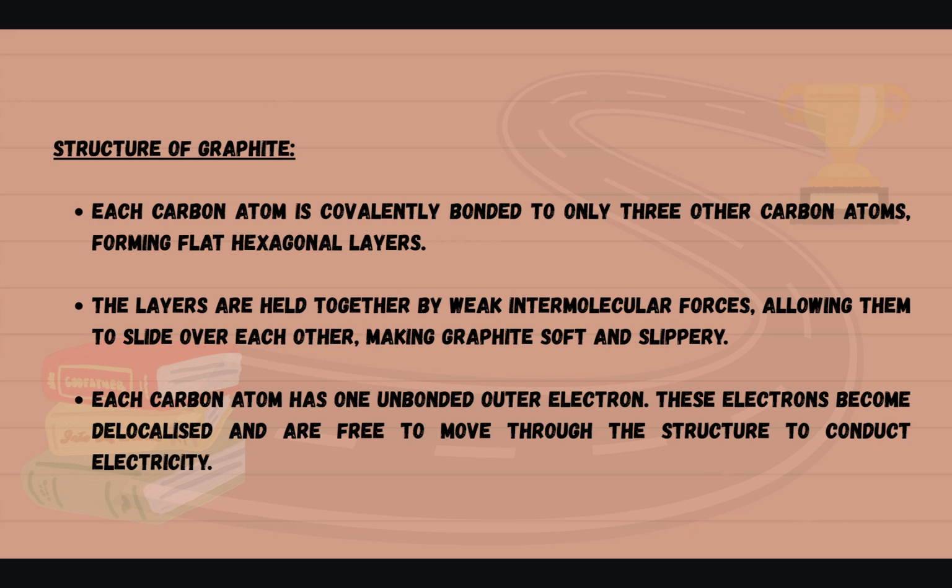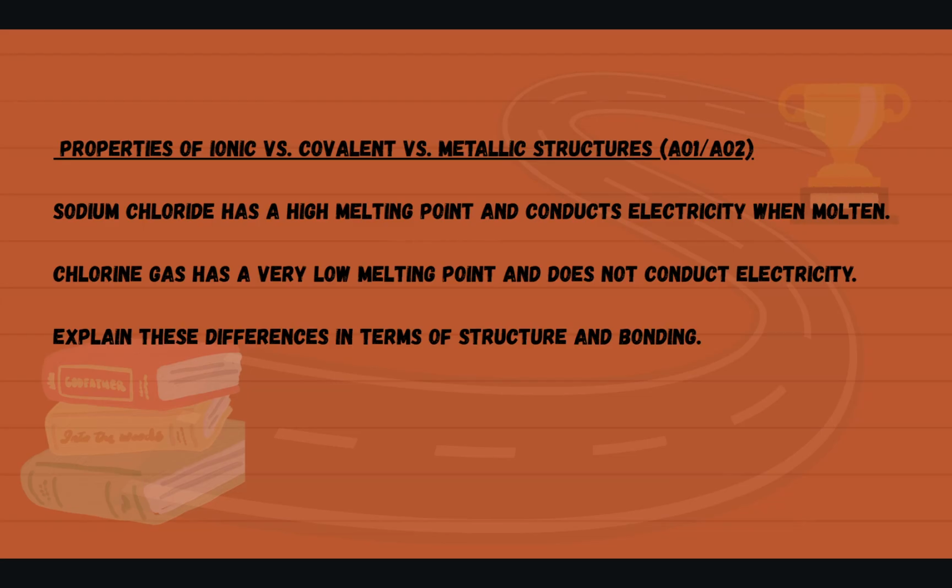We then look at the structure of graphite. So each carbon atom is covalently bonded to only 3 other carbon atoms, forming flat hexagonal layers. The layers are held together by weak intermolecular forces, allowing them to slide over each other, making graphite soft and slippery. Each carbon atom has one unbonded outer electron. These electrons become delocalized and are free to move through the structure to conduct electricity.